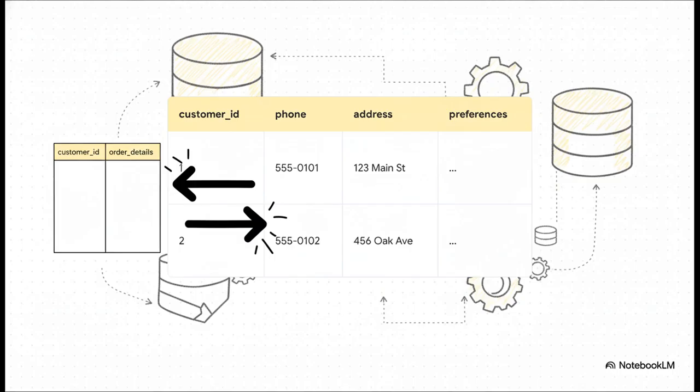And then, here's the other half, the Customer Details table. This is where we dump all that cold data we talked about: the phone number, the full address, those user preferences. Now look closely. Both tables have the customer ID. That is the all-important link that lets us join them back together.